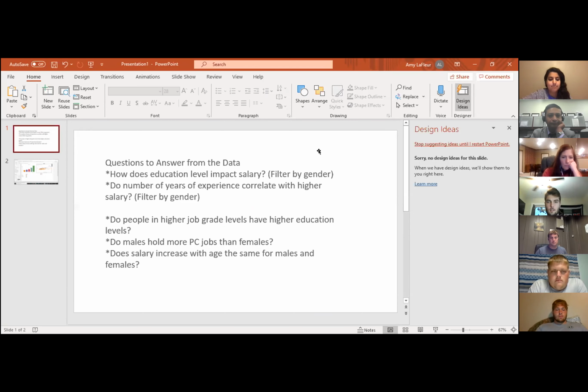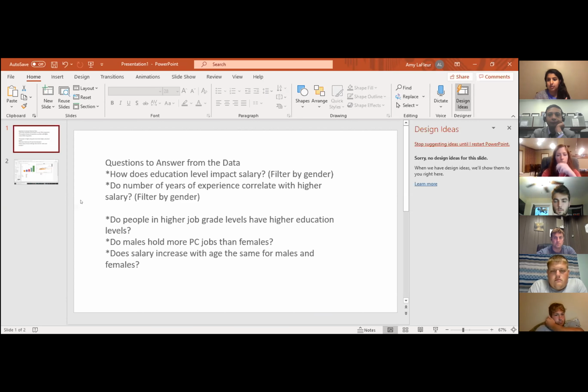So these are the questions that we wanted to visualize data with, or to answer. We actually did only two of these. One being how does education level impact salary? And the second one, we actually combined, we did a measure that combined both years of experience.